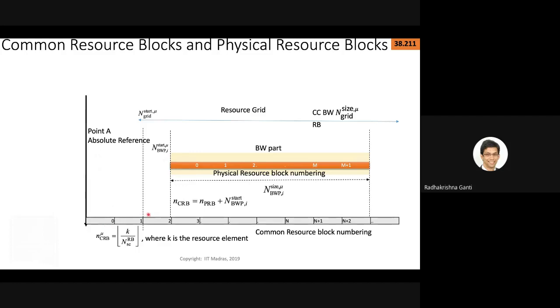Yes. So you can go from NCRB, number of CRB, to number of PRB. Okay, the numbering. You can go from common resource block to physical resource block by just adding the starting point of the bandwidth part. You will see both of them in the whole specification, one called PRB and one called CRB. PRB is always referenced with respect to the starting point of the bandwidth part, whereas common resource blocks are always referenced with respect to point A. Please keep this in mind always.